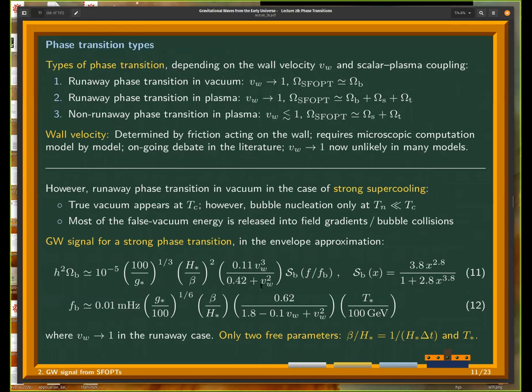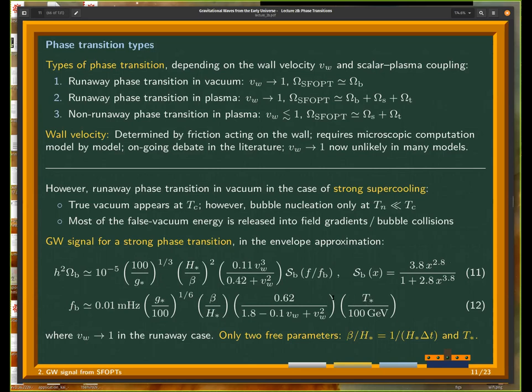Then there's some dependence on the wall velocity. And in this analytical calculation, you can also work out the spectral shape. Close to the peak, you find this expression here. From causality, you would expect that at even lower frequencies, away from the peak, this power law index should go from 2.8 to 3, but close to the peak, apparently 2.8 is a better approximation. And the corresponding peak frequency is this one here, which also shows the same dependence as in our estimate on beta, H, and the temperature.